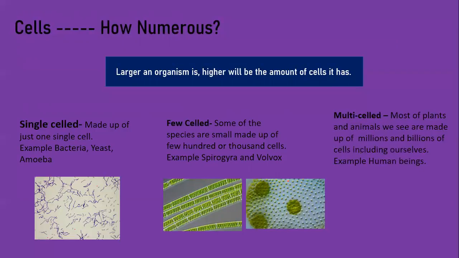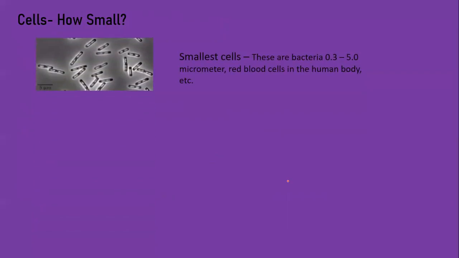Then comes the multi-cell. Most of the plants and animals, including ourselves, consist of, as I've already told, millions and billions of cells. An example is a human being. Now the question comes over here, the size. The smallest cell, of course, is the bacteria. You can see that they have already measured it. It is about 5 micrometers.